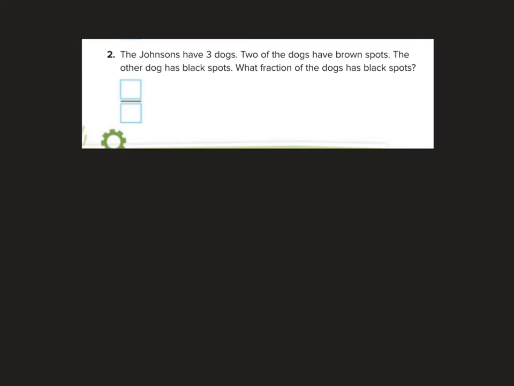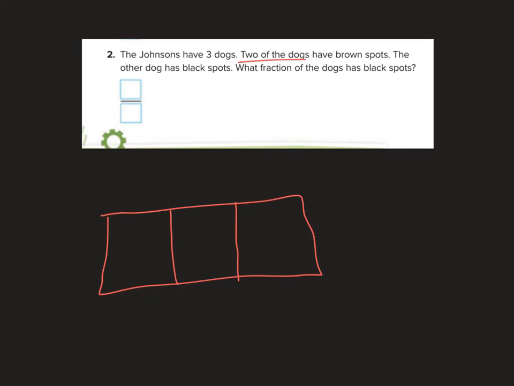The Johnsons have 3 dogs. 2 of the dogs have brown spots. The other dog has black spots. What fraction of the dogs has black spots? So we're supposed to draw our diagram for this one. I cut that part of the instructions out. So I have 3 total dogs. 2 have brown. 1 has black. Okay, what fraction of the dogs has black spots?